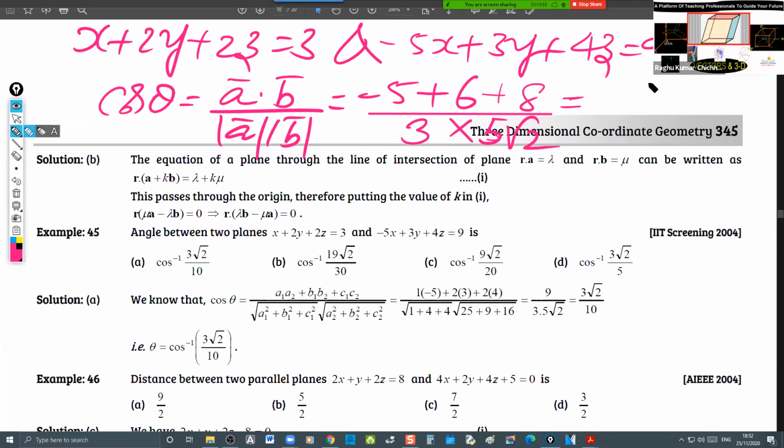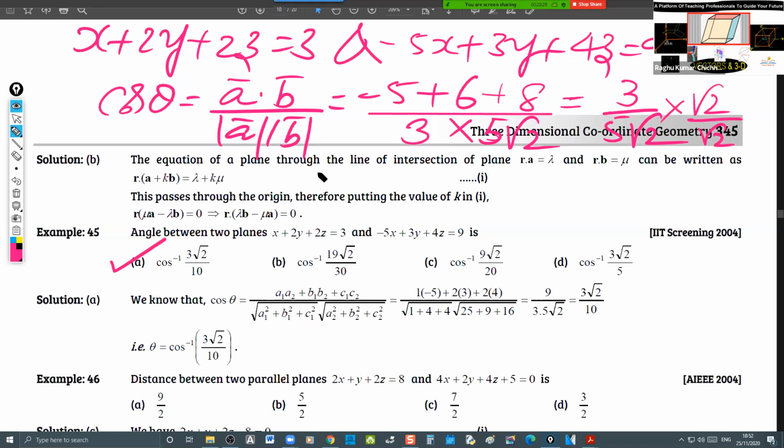You'll get 3 by 5 root 2, which is 3 root 2 by 5 after rationalizing. If you multiply with root 2 and divide by root 2, root 2 into root 2 is 2, 5 into 2 is 10. So you get 3 root 2 by 10. Okay.